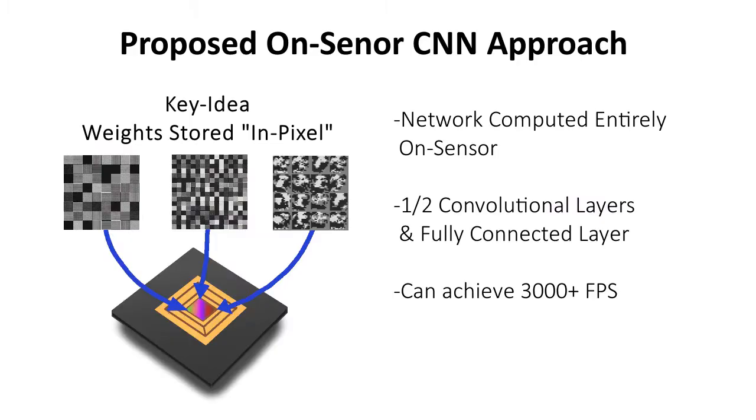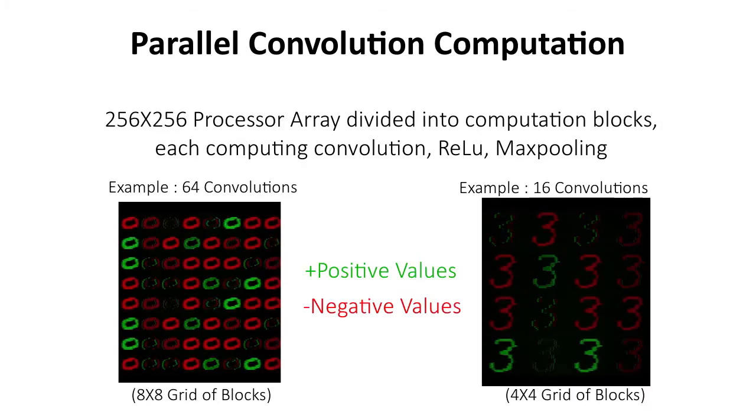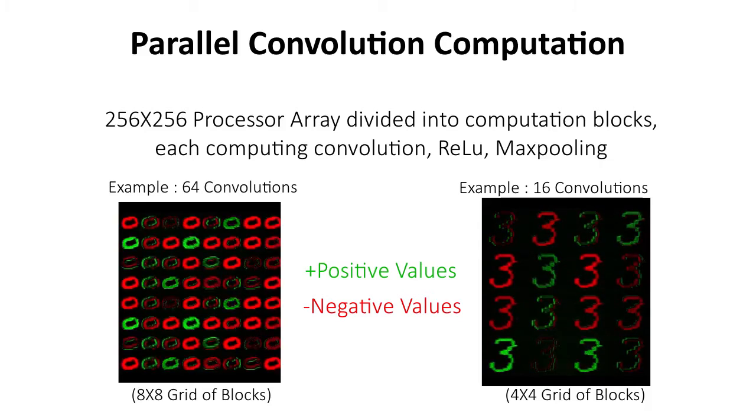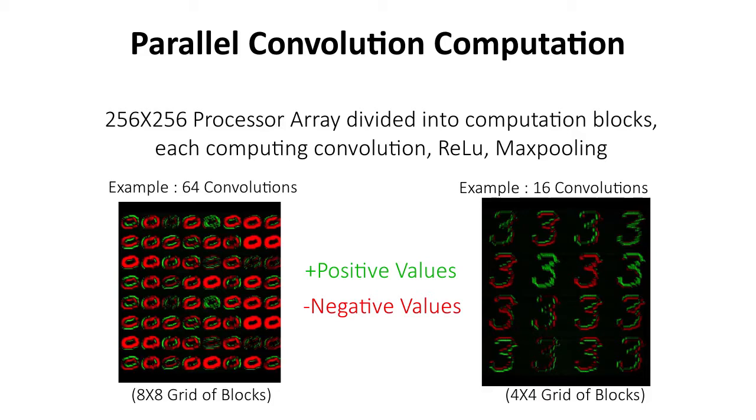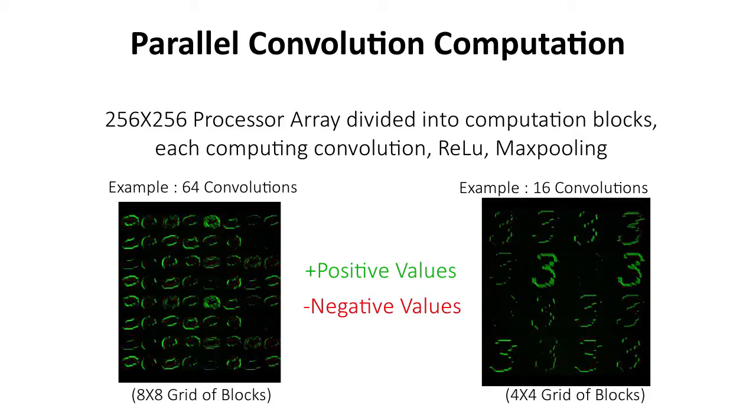The key idea behind our approach is storing the network weights directly in the pixel elements rather than in instructions sent to the array. This approach allows many different convolutions to be performed simultaneously in parallel across the processing array, followed by ReLU and max pooling, as can be seen in examples here.